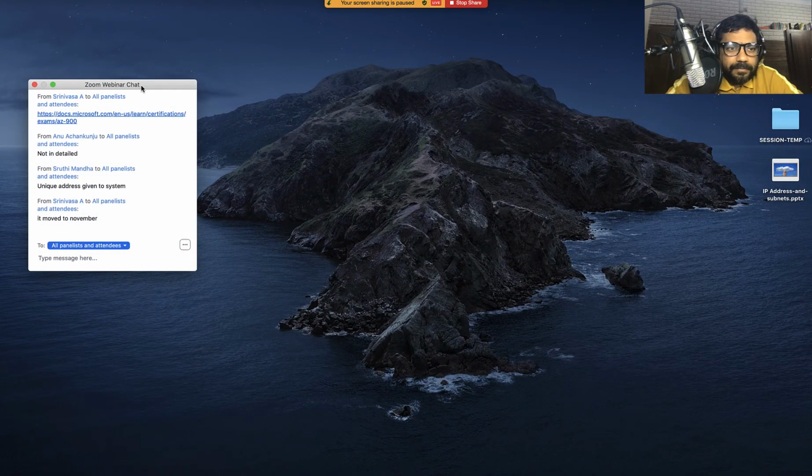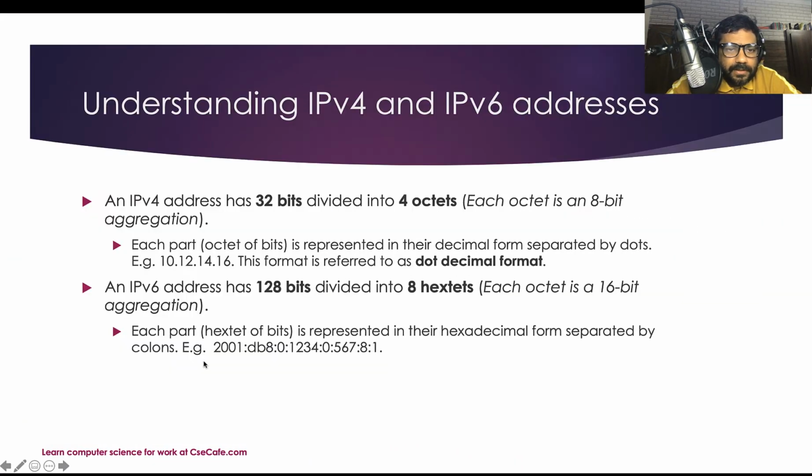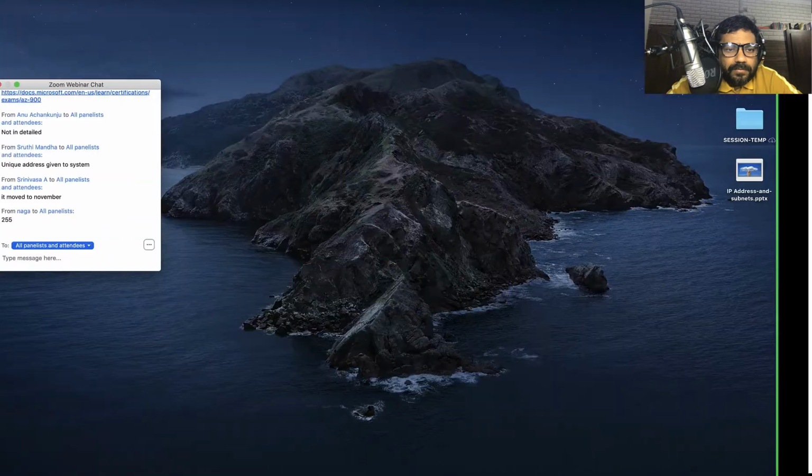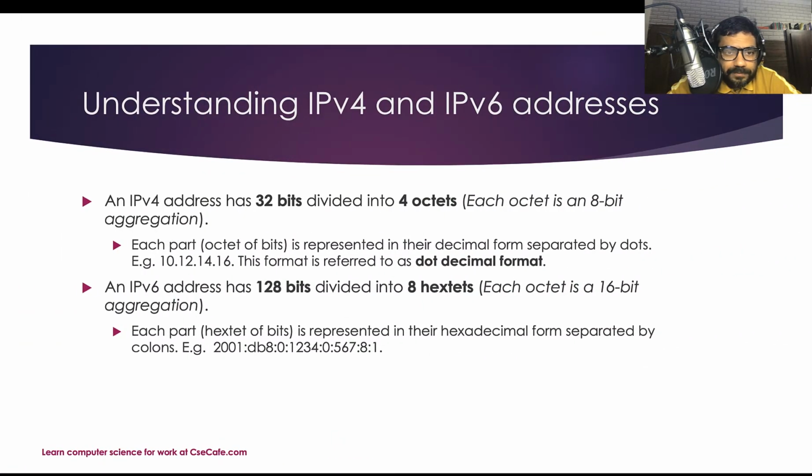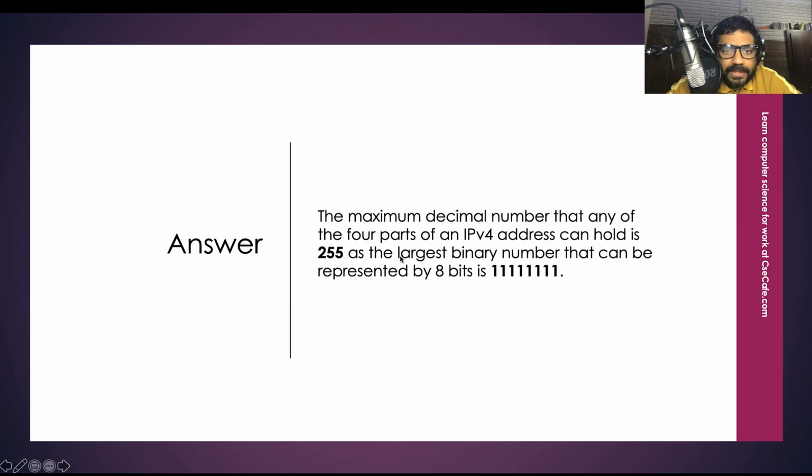Can anybody tell? We learned that it is 32 bits, divided into 4 octets, and each octet is an 8-bit aggregation. So tell me. Okay, Naga, you can answer to everybody. The answer is that the maximum you can have is 255, because it is the largest binary number that can be represented by 8 bits. If you use an online calculator that converts binary to decimal and put in a binary number with 8 ones, it is 255.